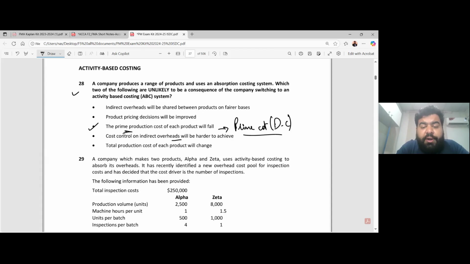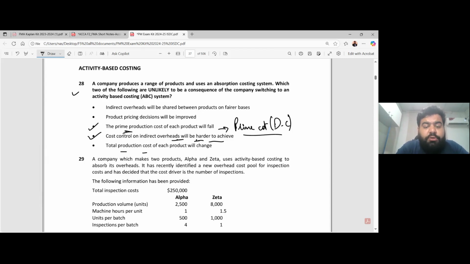Cost control on indirect overheads will be harder to achieve. No, again, it's not the consequence. When you are shifting from absorption to ABC, cost control becomes easier. Obviously, when you are using ABC, you know the proper basis and proper cost driver, so you can control the overheads easily. He is writing that cost control on indirect overheads will be harder to achieve. That's not the consequence. So the third and fourth statements are not the consequence.